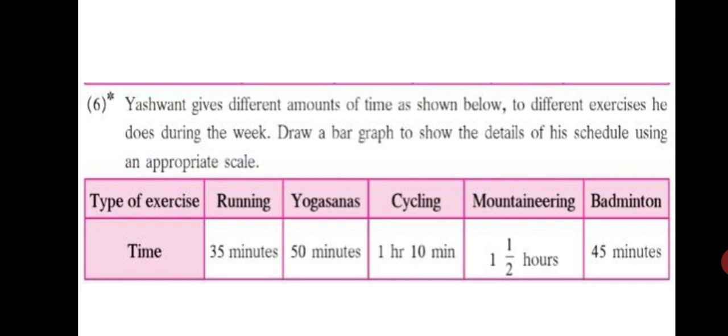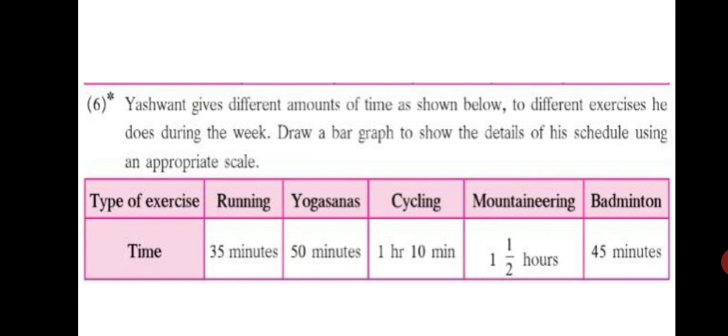Question 6. Yashwant gives different amounts of time as shown below to different exercises he does during the week. Draw a bar graph to show the details of his schedule using an appropriate scale. Now here, types of exercises are given and timing is given. You can see it's given in minutes, but in 2 columns, cycling it's 1 hour 10 minutes and mountaineering it's 1.5 hour. So we will have to convert this hour into minutes so that we can have the same unit for all, that is minutes.